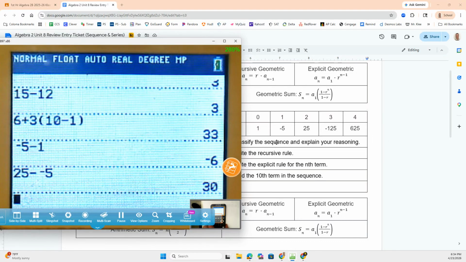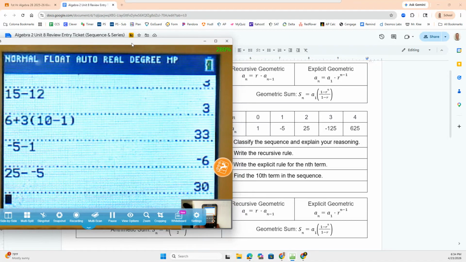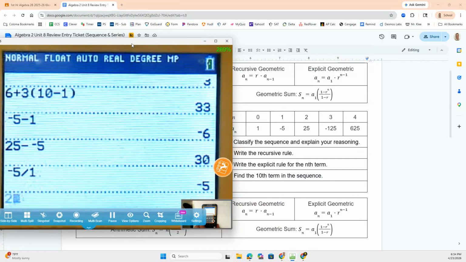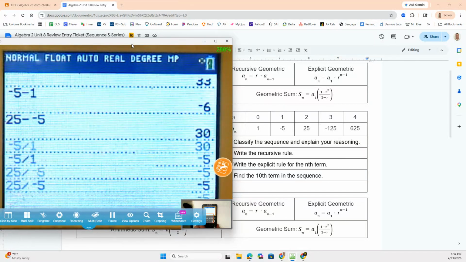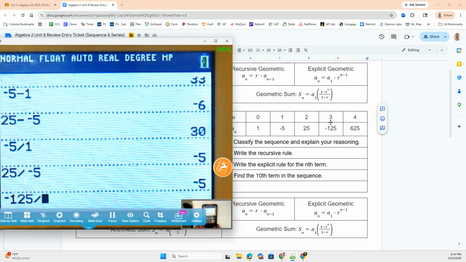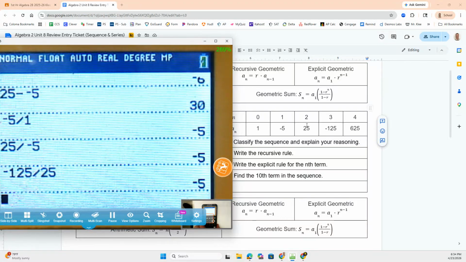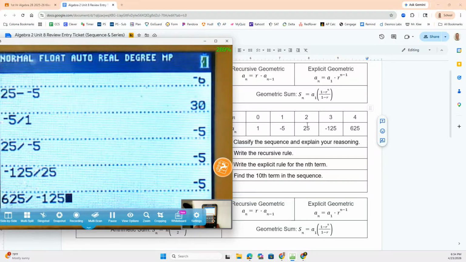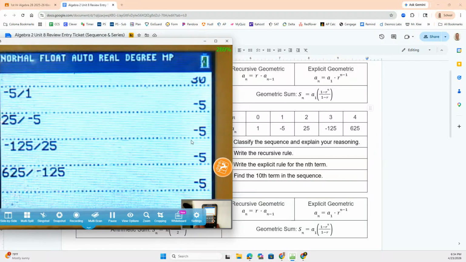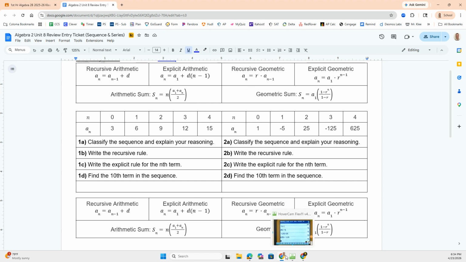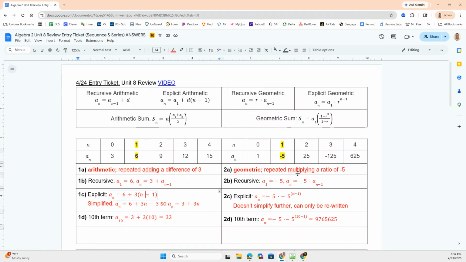Meanwhile, if I divide consecutive terms, so something like, what's negative 5 divided by 1? Negative 5. 25 divided by negative 5, negative 5. The third term, a value of negative 125 divided by 25, negative 5. If I take any two consecutive terms and divide them, I keep on getting negative 5. So that is what we call a common ratio. And now jump to the answer key here. We are repeatedly multiplying by negative 5.